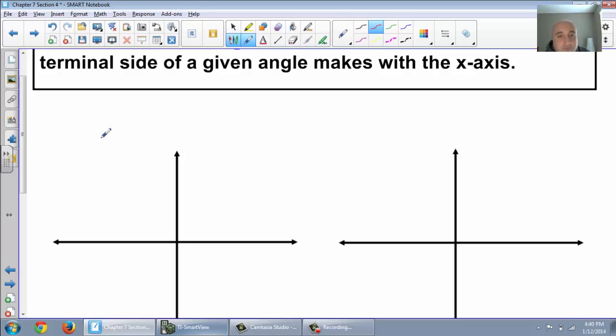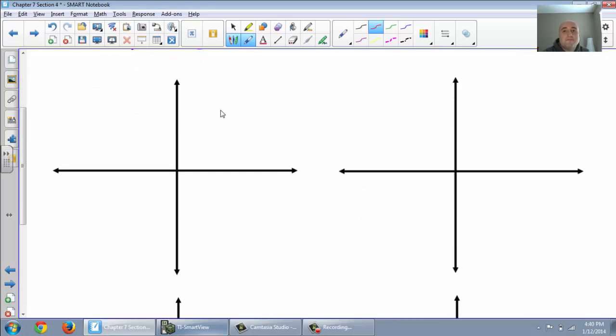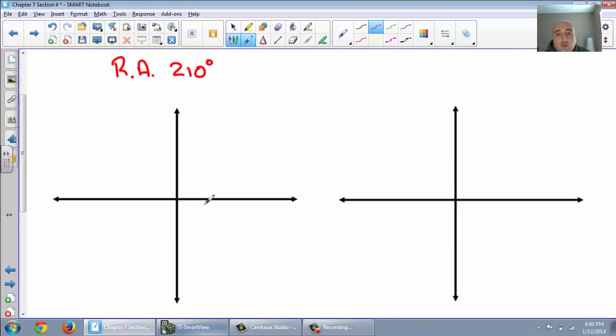So let's find the reference angle of 210 degrees. Let's first draw 210. There's 180, and then 180 plus 30 more will give me my 210. So there's my 210 degree angle. Now, the reference angle is the distance from the terminal side, which is right here. Here's your terminal side.